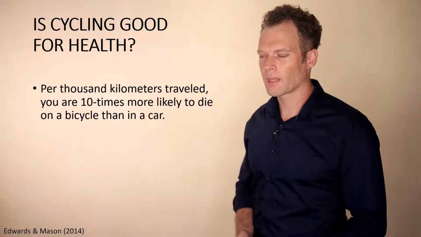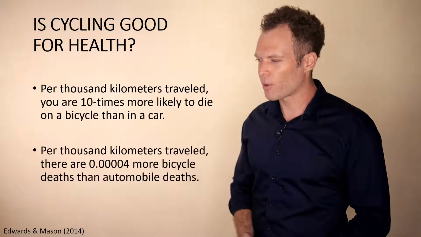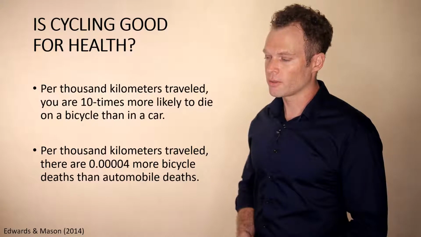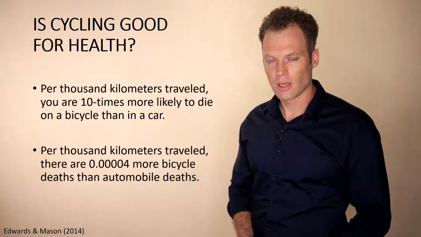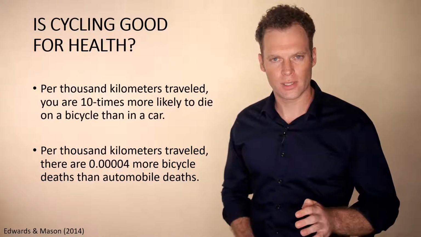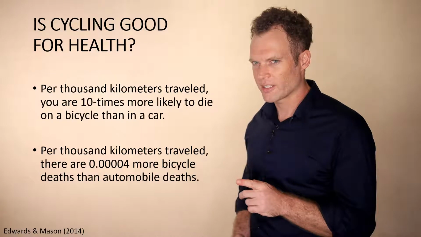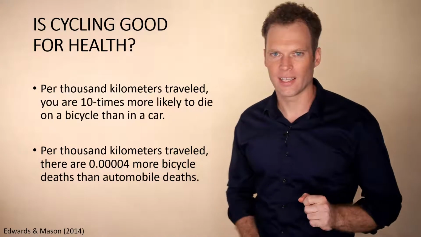Well, here's another statement based on the exact same data. Per 1,000 kilometers traveled, there are 0.00004 more bicycle deaths than automobile deaths. So if you're going to travel 1,000 kilometers and you choose a bicycle over a car, your risk of dying increases by that much. Not so much, is it?